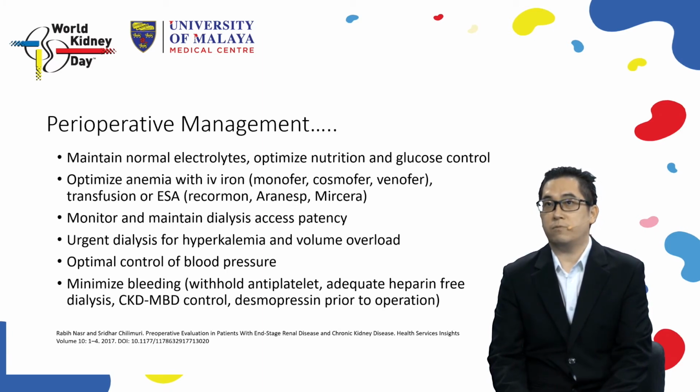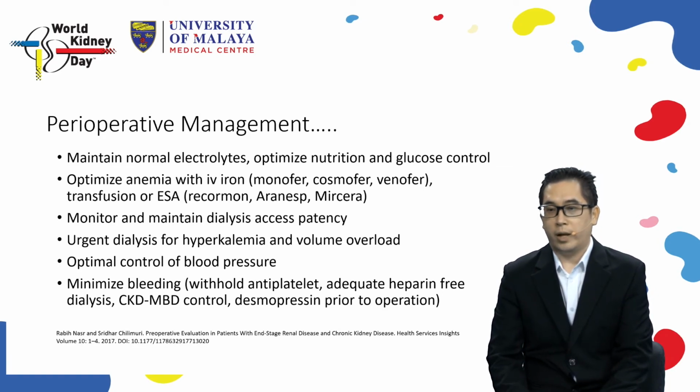Dialysis access patency is very important. We need to monitor that and maintain that perioperatively. If the patient is on a catheter, we have to ensure the catheter bundle is adhered to and there's a reduced risk of CRBSI. We know patients with end-stage kidney disease are more prone to complications, and if they develop hypotension, the vascular access may thrombose, so that needs regular monitoring. We do perform urgent dialysis for those with hyperkalemia and volume overload. And perioperatively, we try to optimize the control of blood pressure, not overtly low and not overtly high.